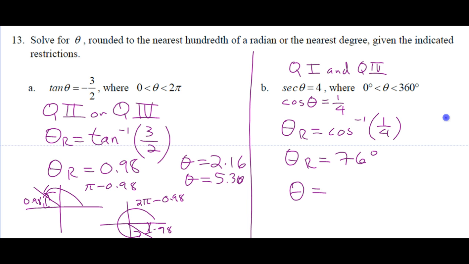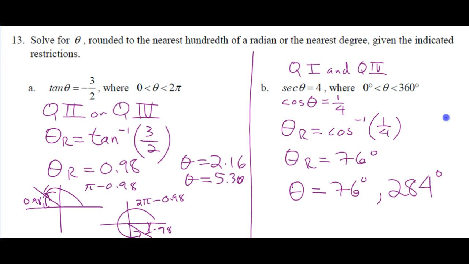So then theta is 76 degrees and 360 minus 76, which would be 286 or something. I don't know. Work that out. That's probably wrong. 284. 284. I think it was wrong. Yeah, 360 minus 76 is 284. Okay.